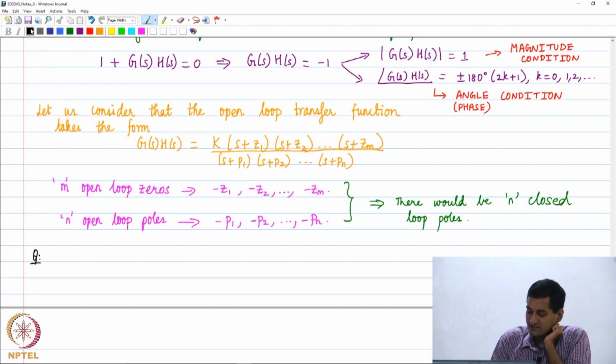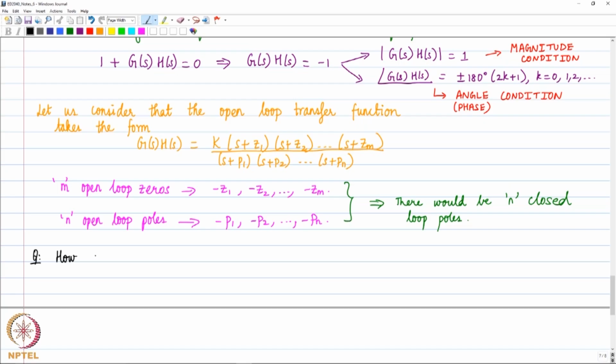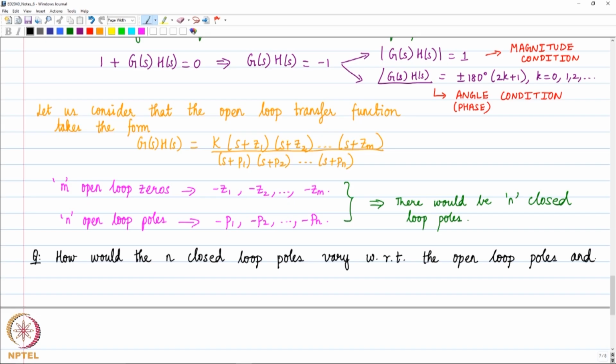So the question that we are going to ask ourselves is: how would the n closed loop poles vary with respect to the open loop poles and the open loop zeros as the parameter k is variable?